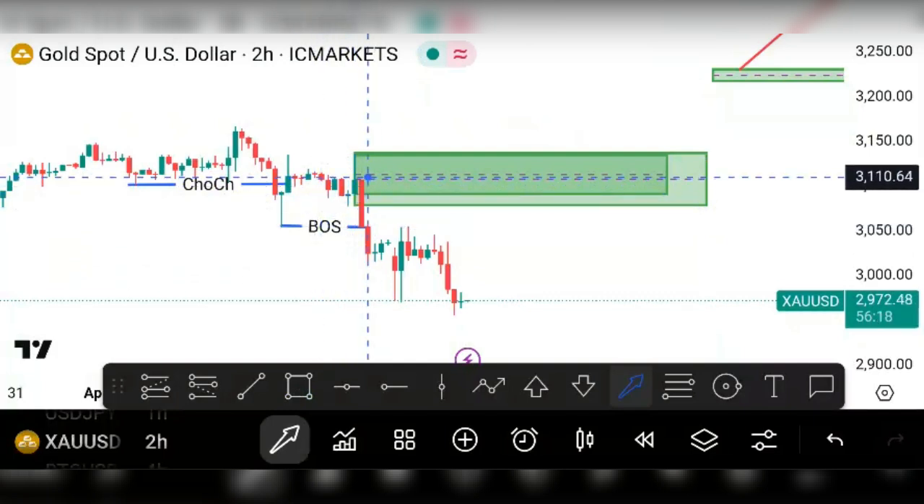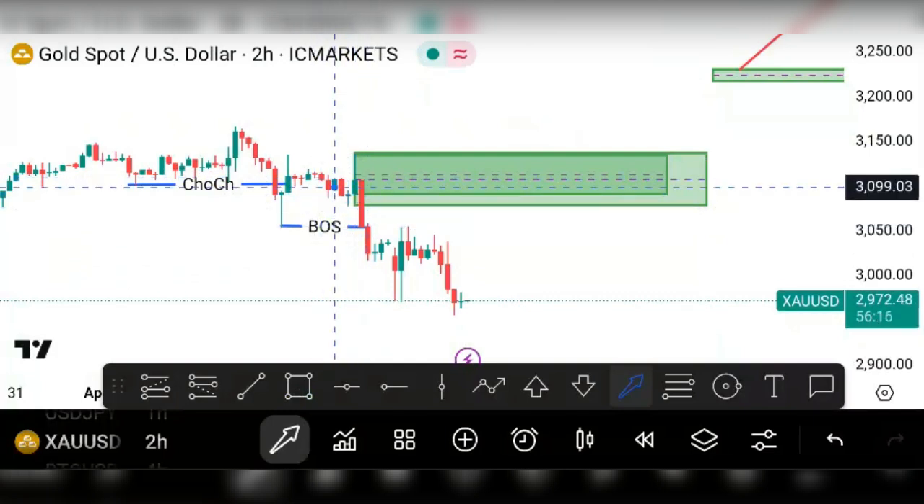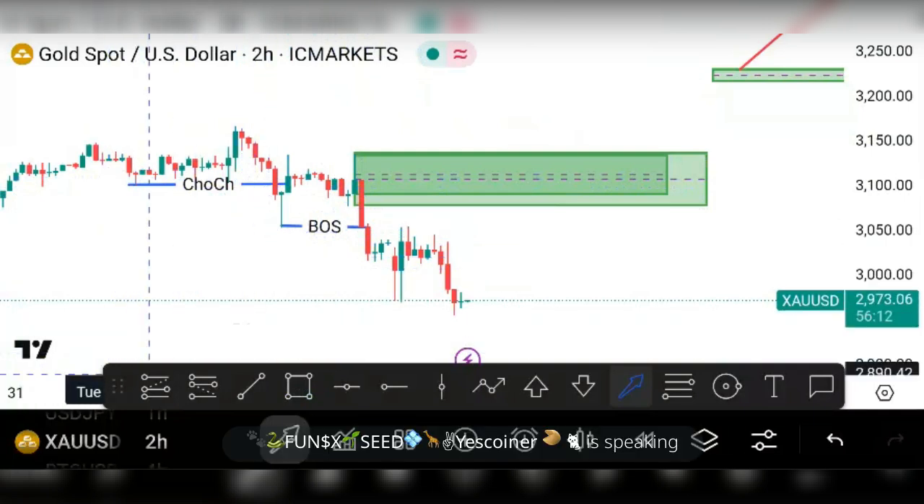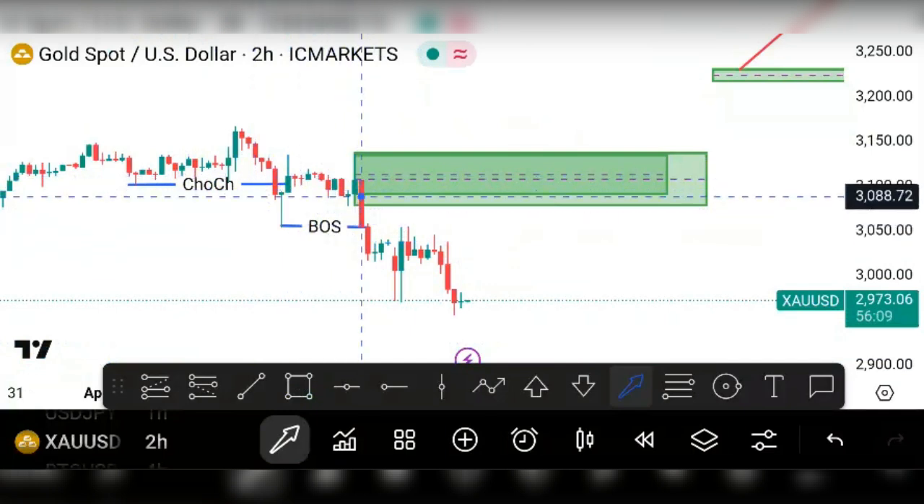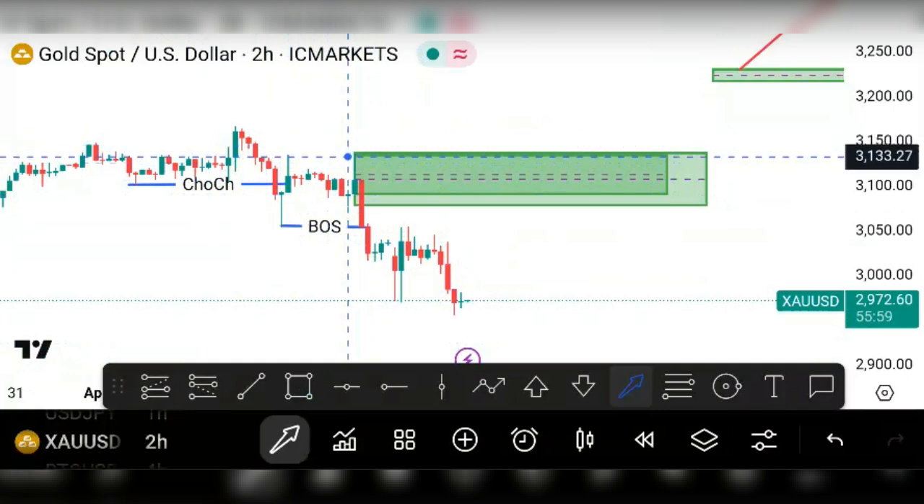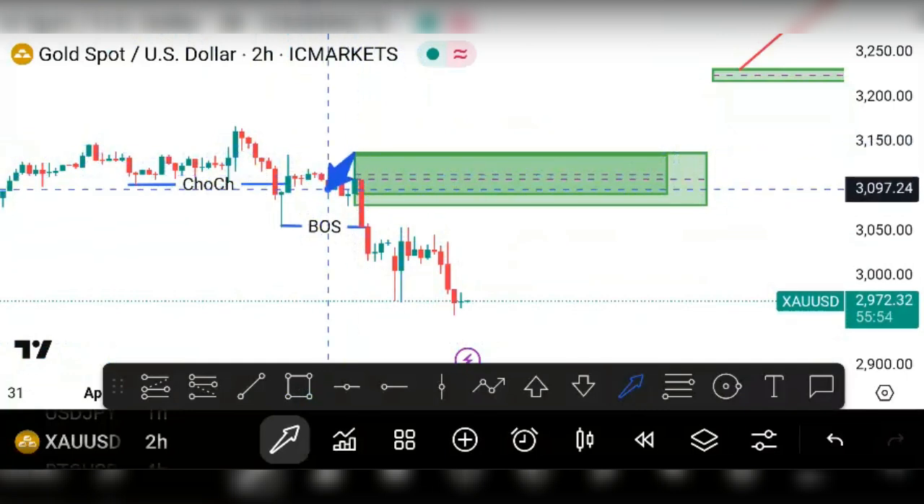But now we are on the 2-hour time frame. So that's why it was covering this candlestick and this candlestick. This candlestick is 2 hours, this one is 2 hours, making them 4 hours. That's why you were seeing our 4-hour order block covering everything from here to here.